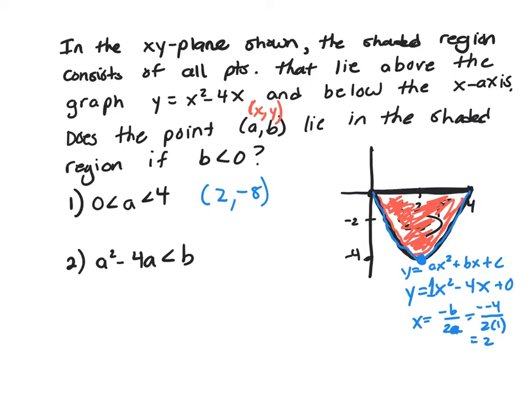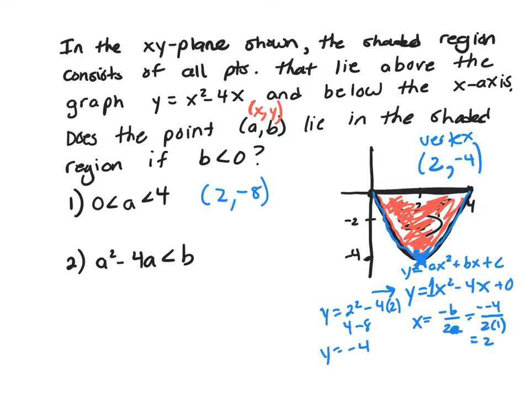So for the coordinates of the vertex, the x value of the ordered pair is 2. And to find the y value, you just plug 2 back into this equation. That gives me y equals 2 squared minus 4 times 2, which is 4 minus 8, which is -4, and that's the y value. So this x, where I'm marking, is the vertex, and that's where it opens up. And it's symmetrical on both sides.